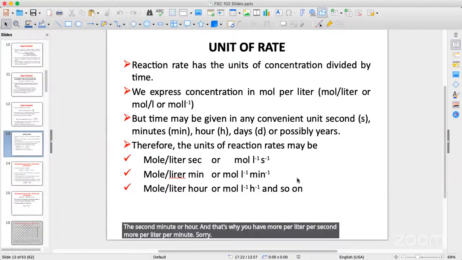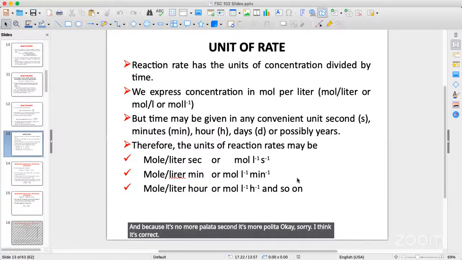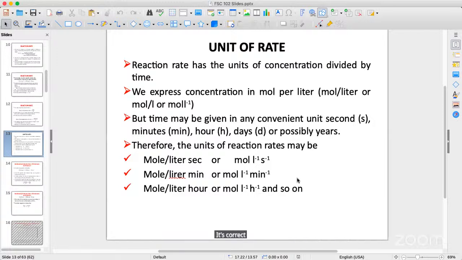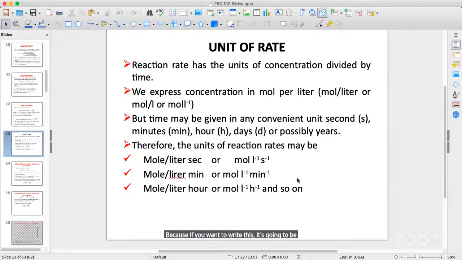There's supposed to be a slash between mole per liter and second. I'm not sure why those slashes are missing, so please take note of that. Because it's not mole per liter second, it's mole per liter. Oh, okay, sorry, I think it's correct. I understand why it's written this way, because you still have the second as your denominator. If you want to write this out, it's mole divided by liter multiplied by second. So it still makes sense, and all those things are still correct.